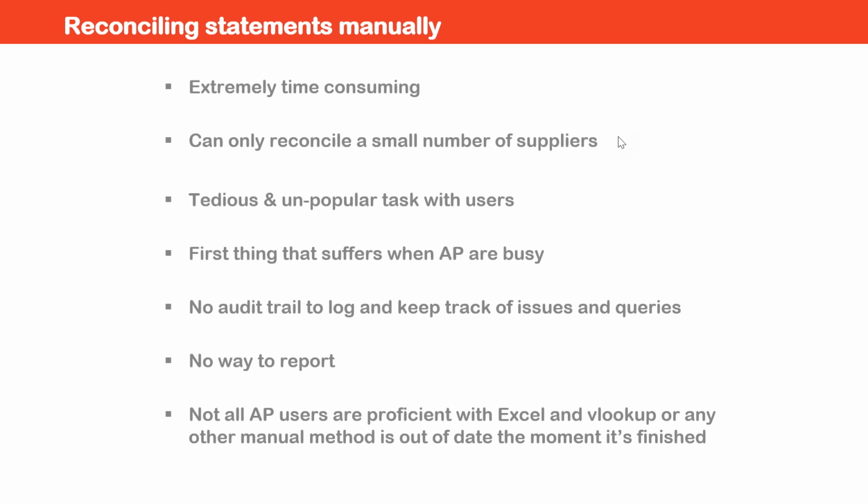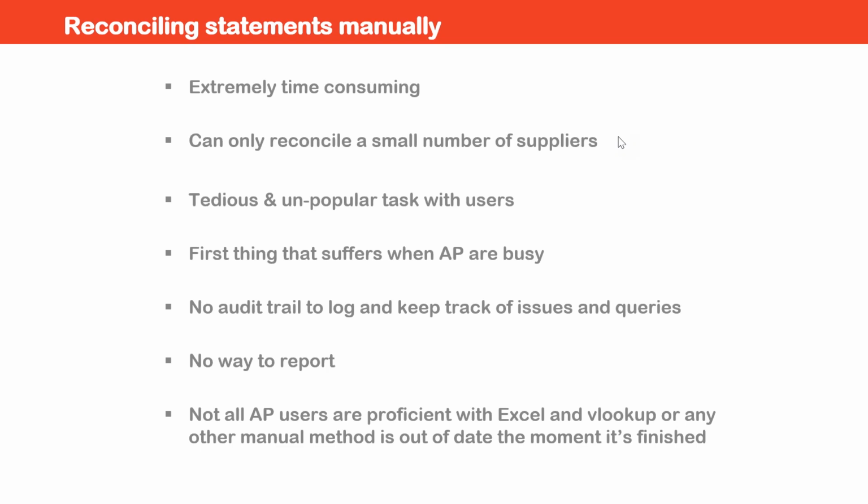And then if you're doing it manually, even if you're doing it in Excel with VLOOKUP, there's actually no audit trail to log and keep track of issues and queries. So if I get a statement from a supplier, there's lots of documents that are missing. I want to request those documents from the supplier. And actually, I want to follow up to make sure that the supplier's complied, because just because I've requested a missing credit doesn't mean they're going to follow through and do it the first time of asking.